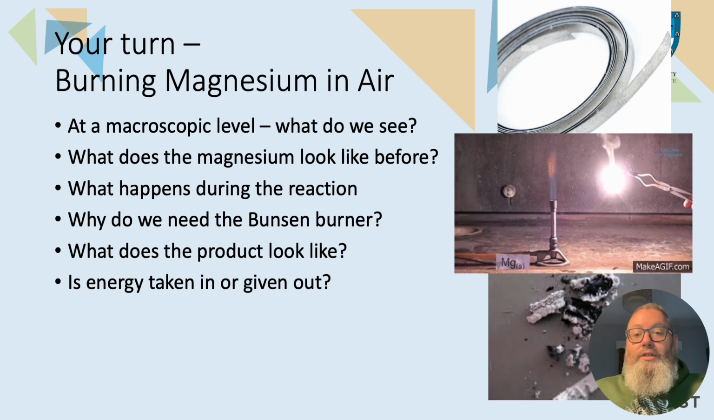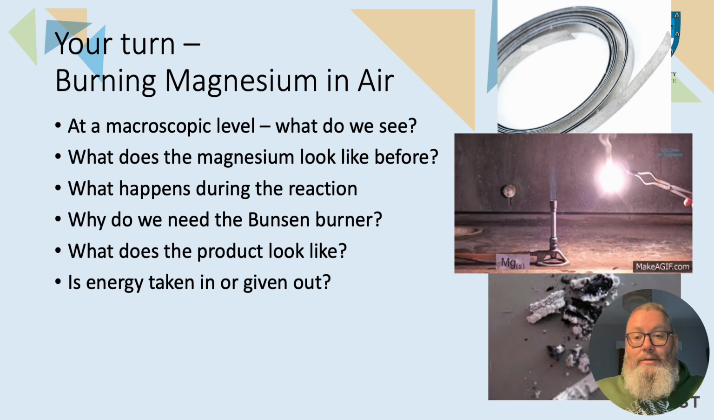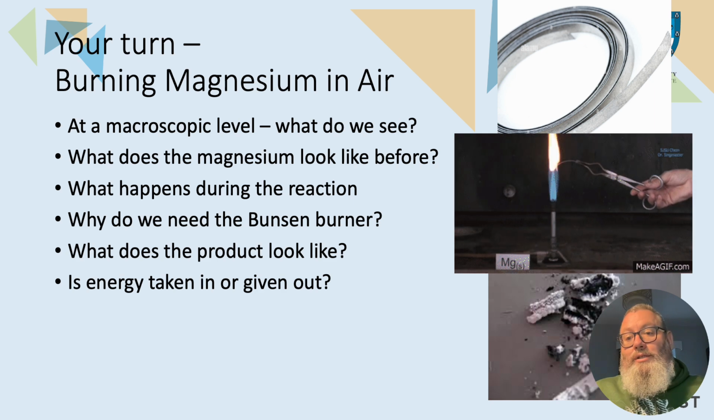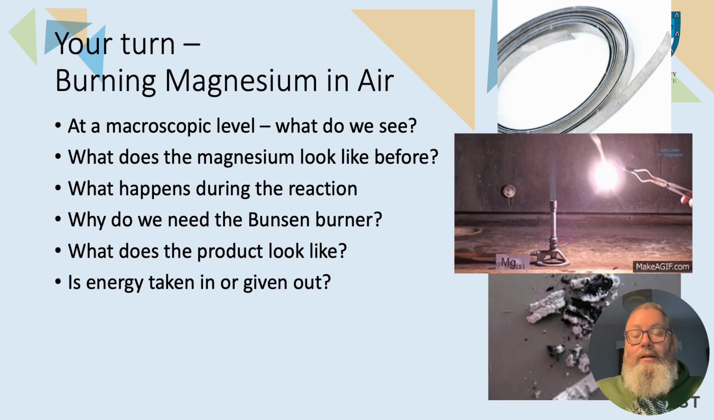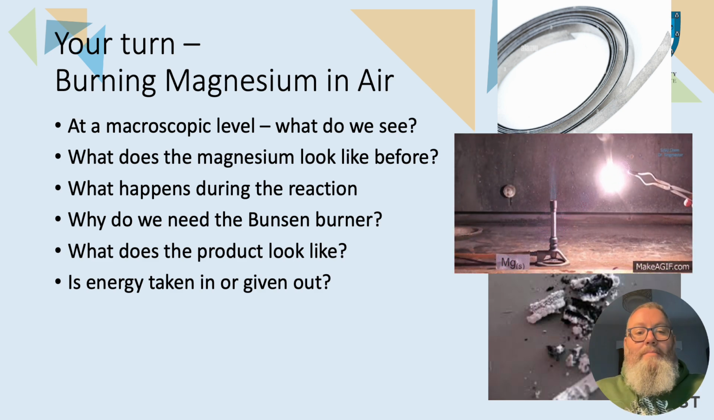Okay, so what does the magnesium look like before? Well, it's a silver metal. We can tell it's a metal because it's ductile, it's malleable, it's strong, it conducts electricity, it conducts heat really well. It has all of the properties of a metal, and we know magnesium is a metal. It's on the left hand side of the periodic table in group 2, so we're pretty confident it's a metal.